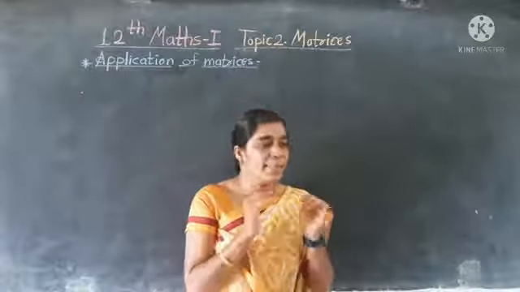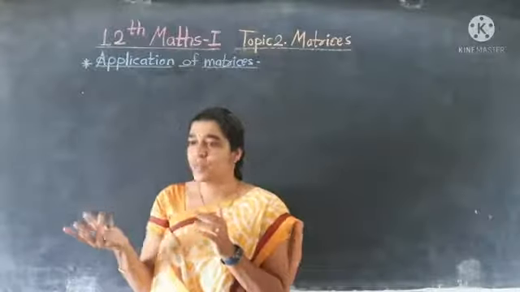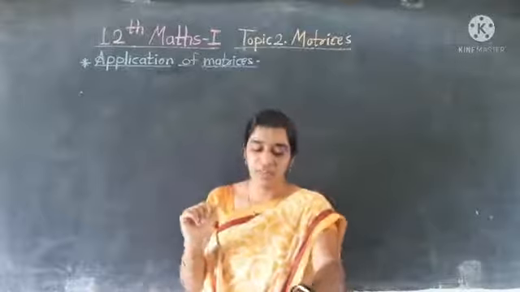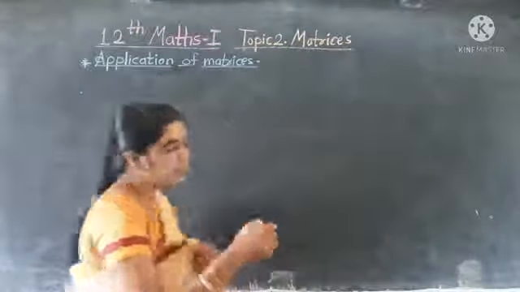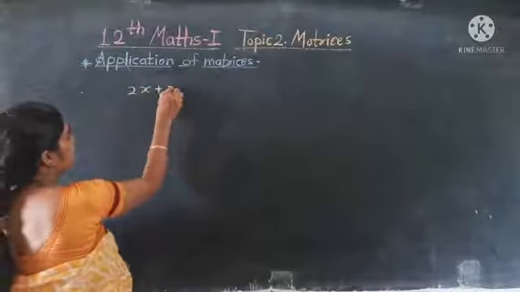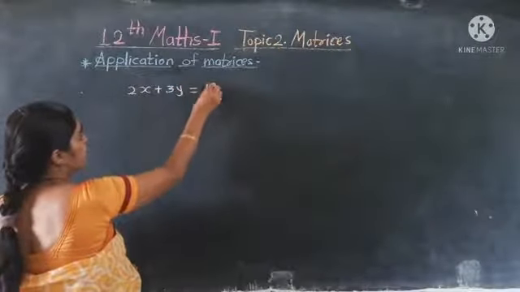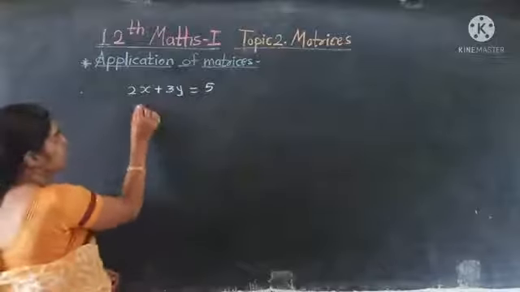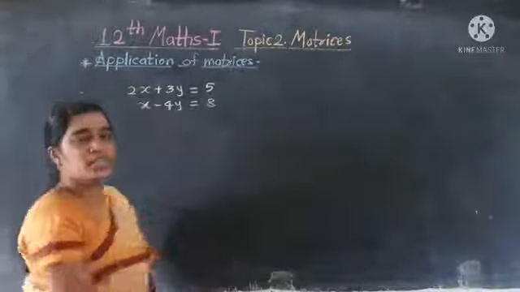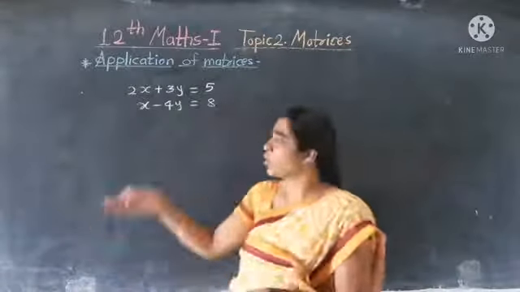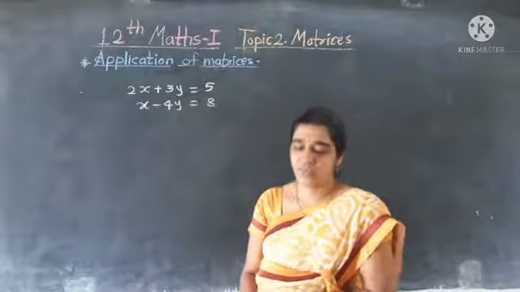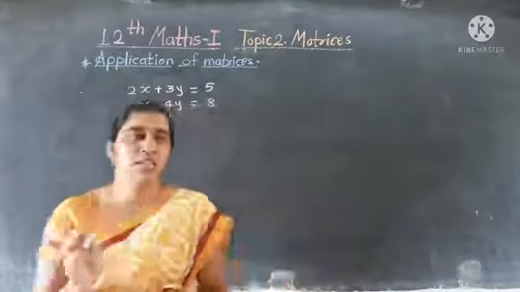The given equations have to be converted into matrices. For example, suppose 2x plus 3y is equal to 5 is an equation, any equation, and x minus 4y is equal to 8. Suppose these are the two equations. You had learned how to solve these two equations. Now we use matrices for this, so we convert this into matrix form.